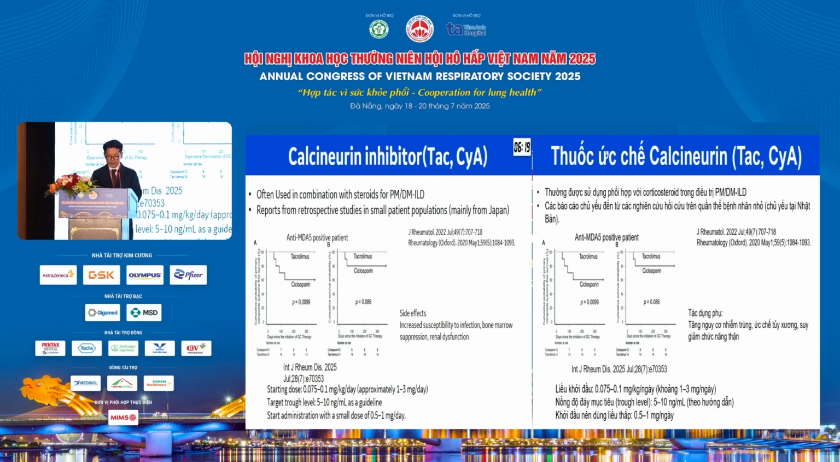Calcineurin inhibitors such as tacrolimus and cyclosporin are mainly used in Japan due to their development history, and most reports are from Japan. They are often used as steroid-sparing treatment agents. Tacrolimus started at a dose of 1 to 3 milligrams per day, and the dose is adjusted while monitoring blood levels. 5 to 10 nanograms is the guideline for tacrolimus.